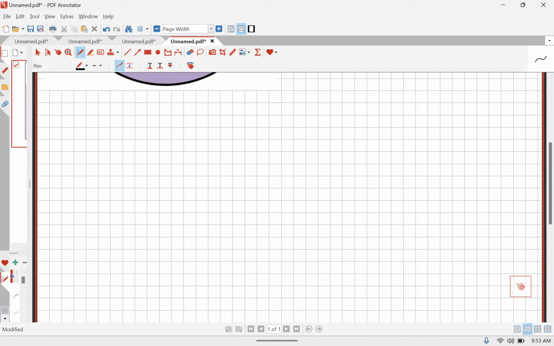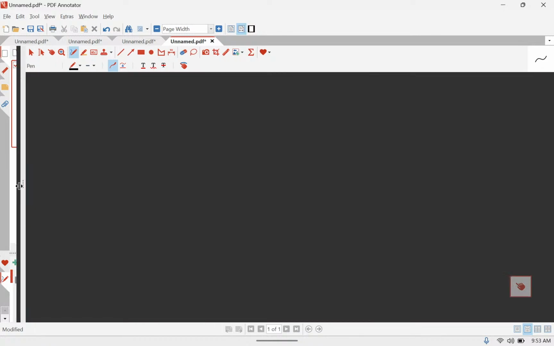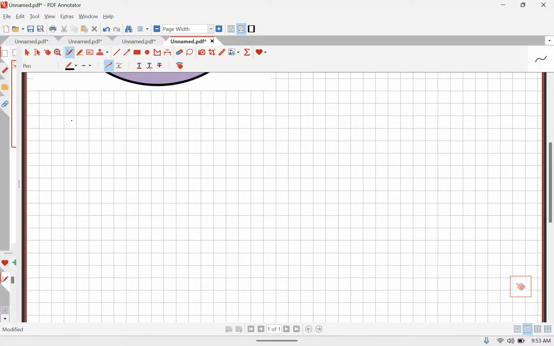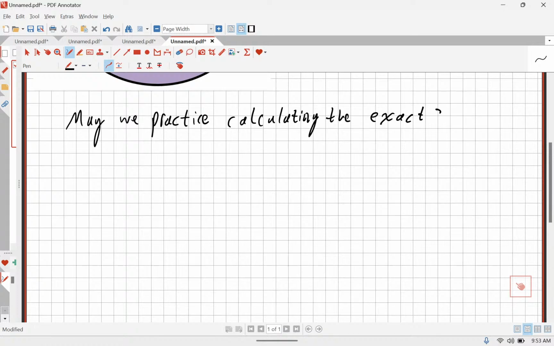Sam asked, what's our first essential question today? Let's do it. Maybe we practice calculating the exact and approximate area of circles.